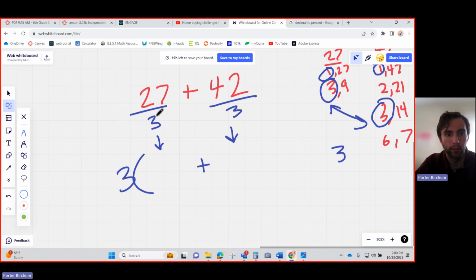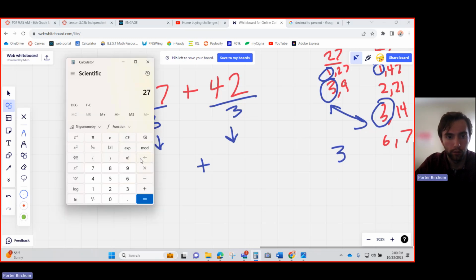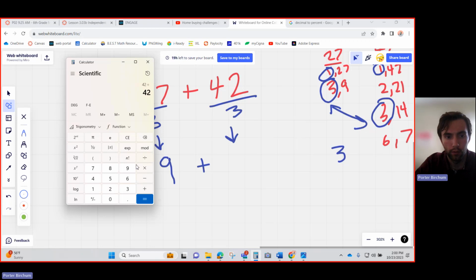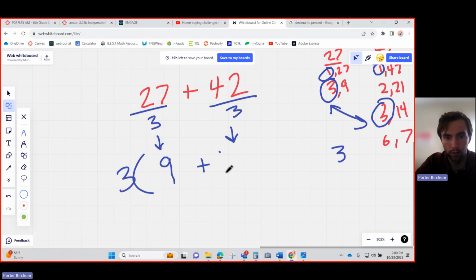So what is 27 divided by 3? 27 divided by 3 is 9. What's 42 divided by 3? 42 divided by 3 is 14. Here is my final answer. I have rewritten this first expression as a product of its common factor. 3 times 9 plus 14 is the same as 27 plus 42. We just undid the distributive property.